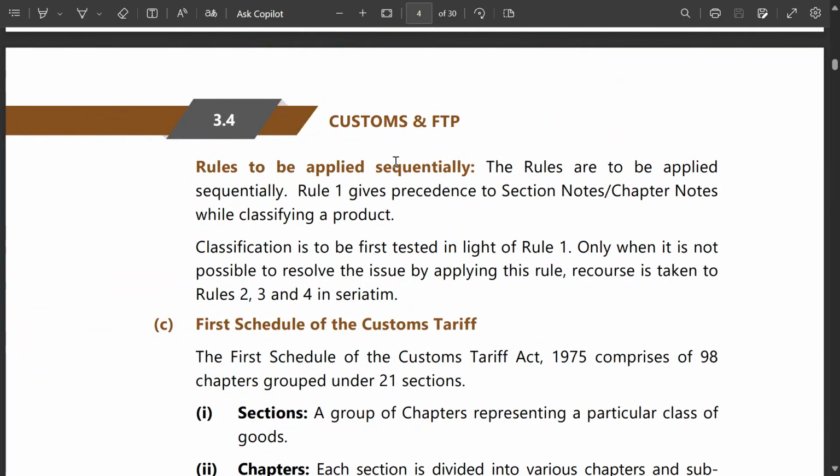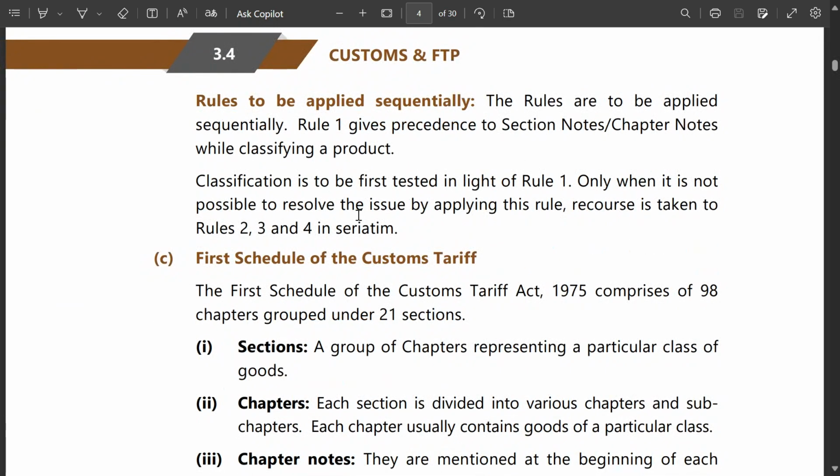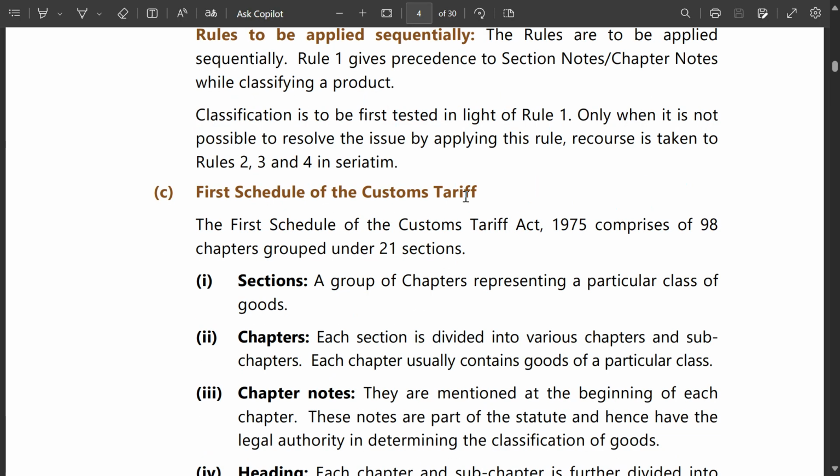The rules are to be applied sequentially. Rule 1: refer to the section notes and chapter notes while classifying the product. Classification is to be first tested under Rule 1. Only when it is not possible to resolve the issue by applying Rule 1, recourse is to be taken to Rules 2, 3, 4 and so on.